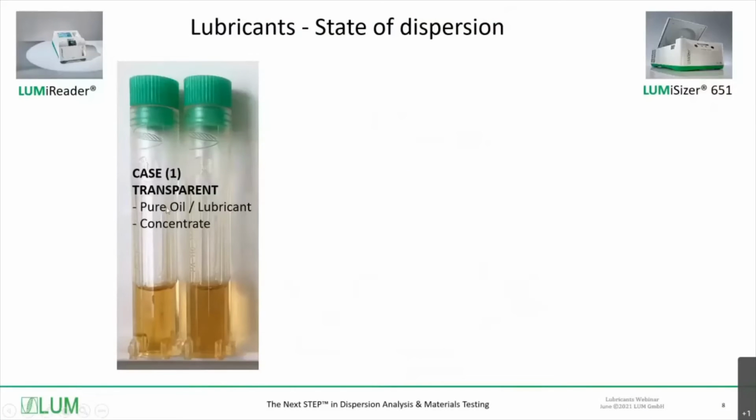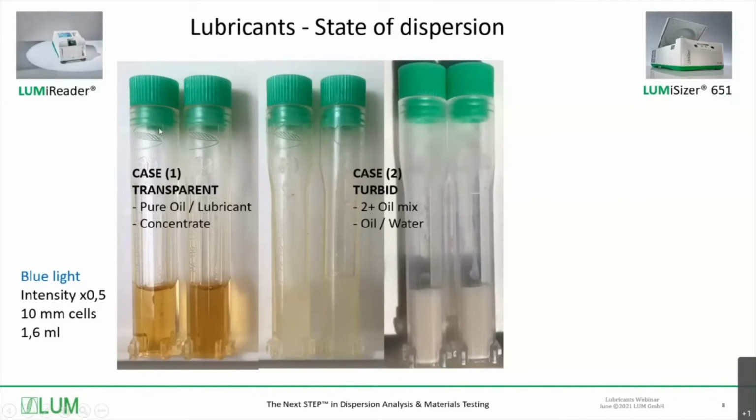Case 1, you can have pure oil or concentrate oil, which typically are transparent. For that, you can use LUMiReader, a real-time analyzer, or LUMiSizer, an accelerated analyzer. Both are equipped with several wavelengths, and typically for transparent sample, we recommend you to use blue light source with an intensity of 0.5.